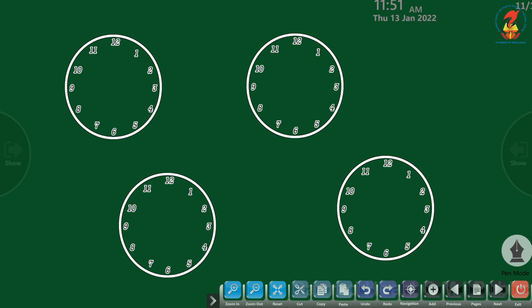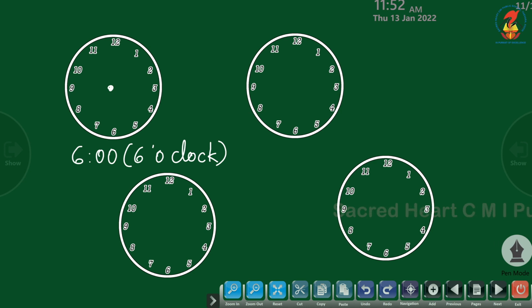Here some clocks are given. Now we are discussing page number 112. Time is given, how can we draw the clock? The first one is 6 o'clock. How can we draw 6 o'clock? There are 2 hands on a clock, right? What are the hands? The first one is the longer hand, that is the minute hand. The next one is the shorter hand, that is the hour hand.